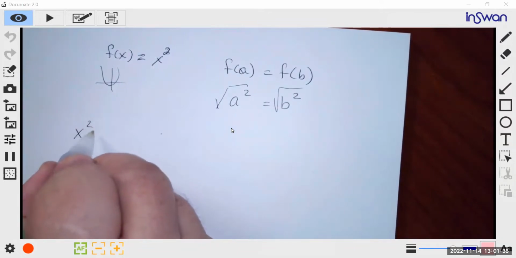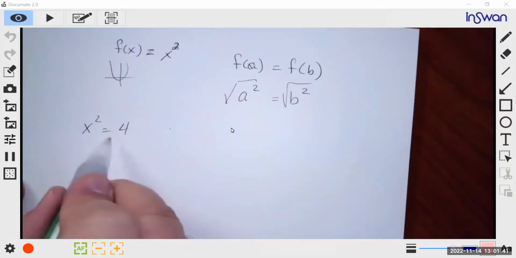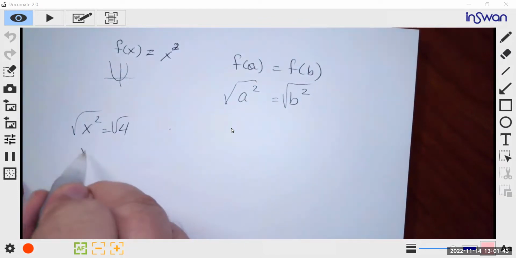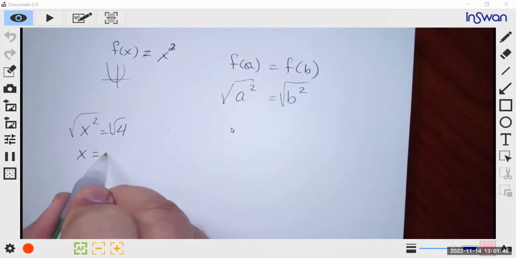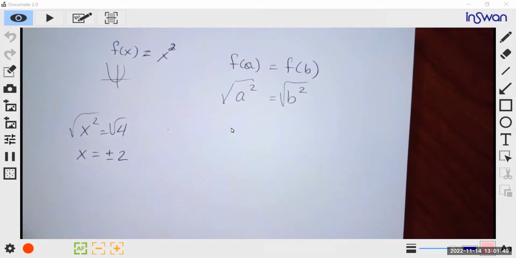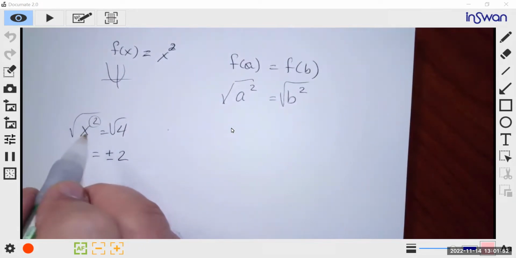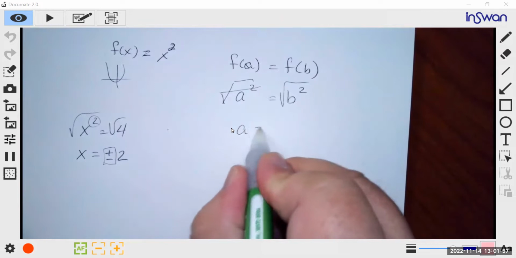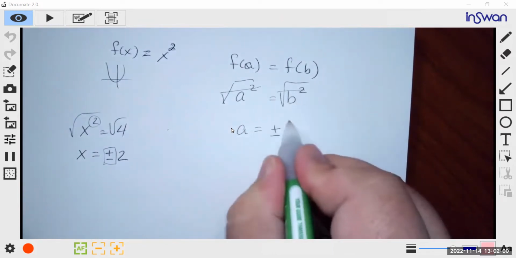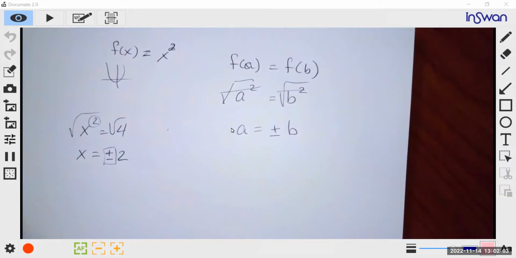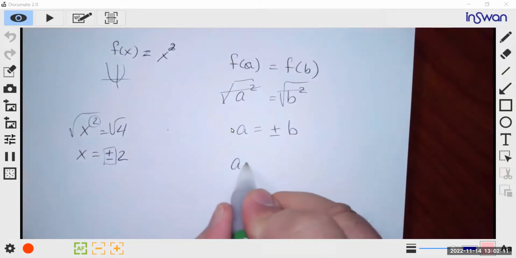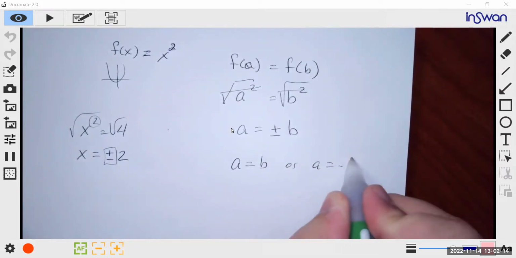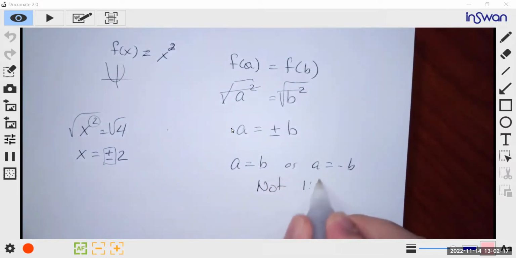Remember what happens whenever I did this. If x squared equals 4 and I square root it, x becomes what? Whenever you square root a squared number, you have to take the plus or minus of a number. So since I square rooted that, it becomes plus or minus b. So is it one-to-one? No. a can equal b, or a can equal negative b. So that's why it's not one-to-one.